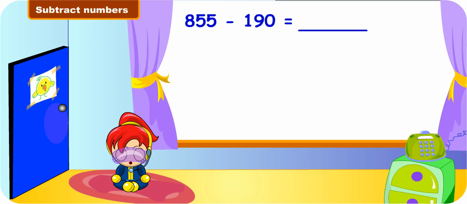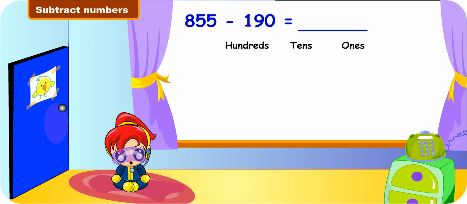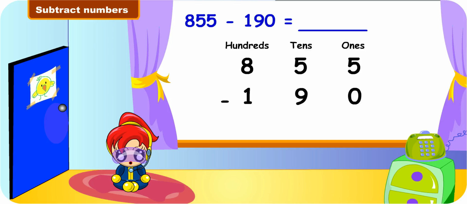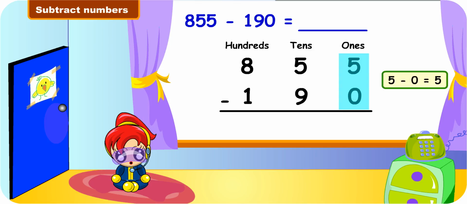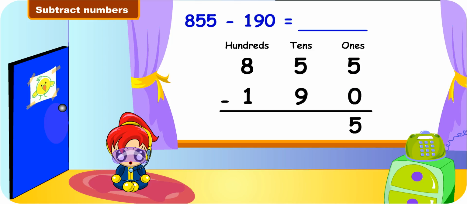Very good. Let's start by working out the difference between 855 and 190. First, we put the digits under the columns according to their place value. Just like addition. Exactly. But in subtraction, we always put the bigger number above the smaller number. Okay, then we will subtract the ones first. Yes. 5 ones minus 0 is 5 ones. So I'll write 5 in the ones column.